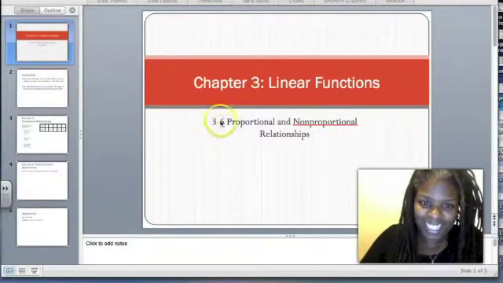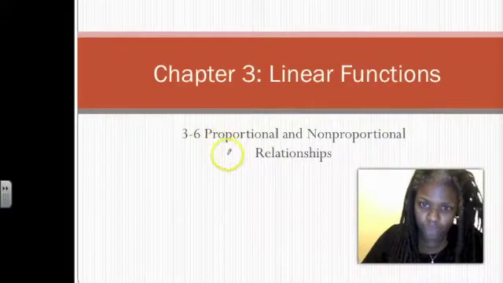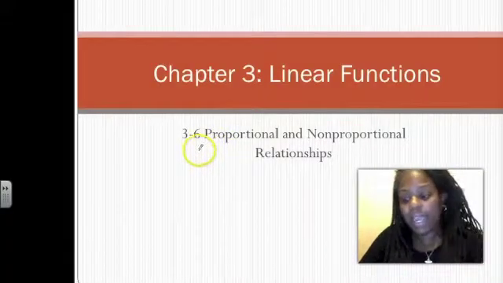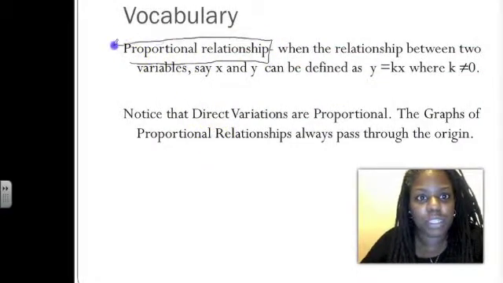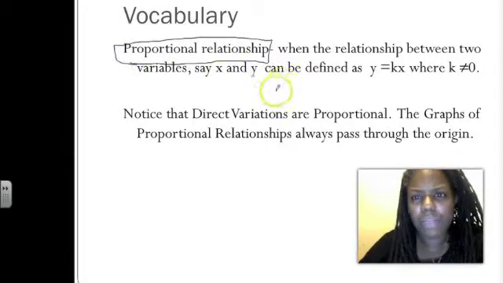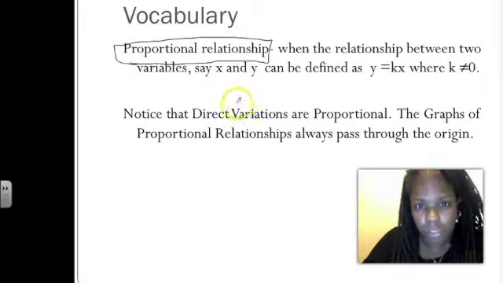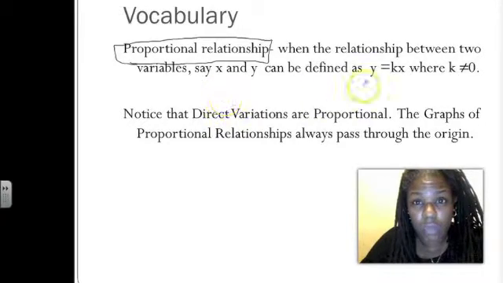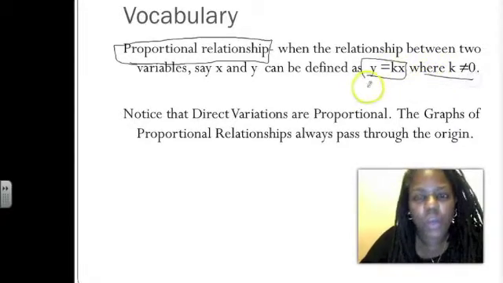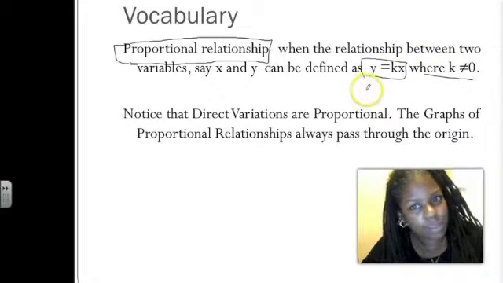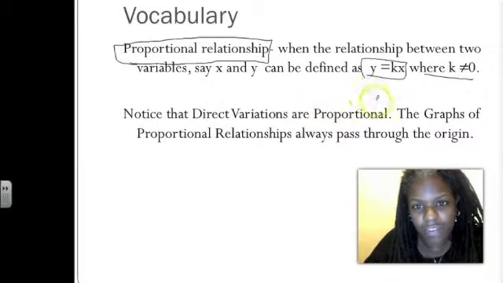All right, so this section is called proportional and non-proportional relationships, and here's our vocabulary for today. Proportional relationships: when the relationship between two variables, say x and y, can be defined as y equals kx, where k does not equal 0. When we have a situation like that, you guys recognize this as direct variation, right?